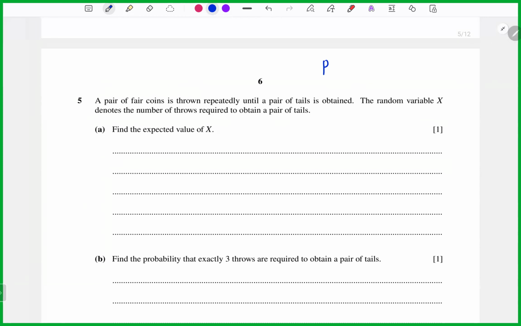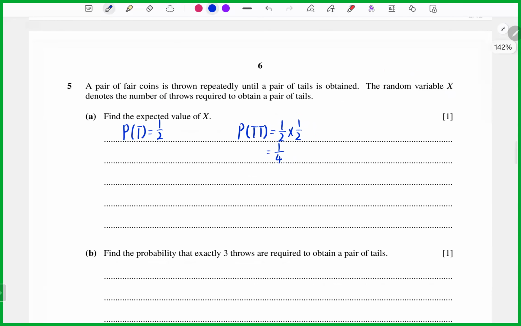Probability, you need to get repeatedly. Let's say the probability you need to get a tail is 1 over 2, right? If you want to get 2 tails, you should multiply 1 over 2 multiply 1 over 2 equals 1 over 4 here. So I hope you know about this information. So it's 1 over 4. Please don't take the value 1 over 2. You should take 1 over 4.